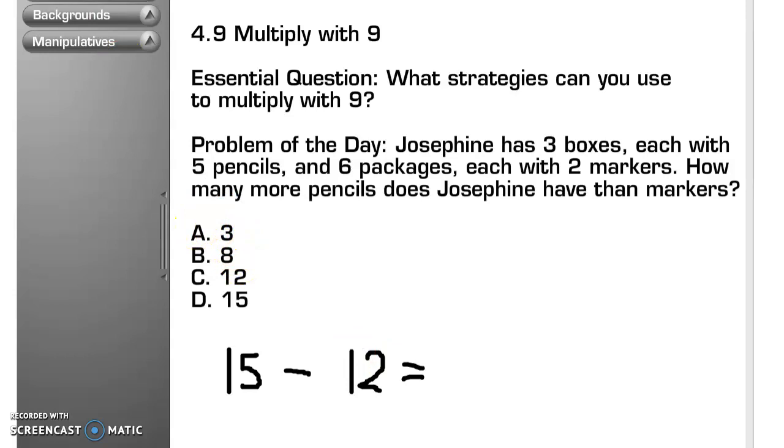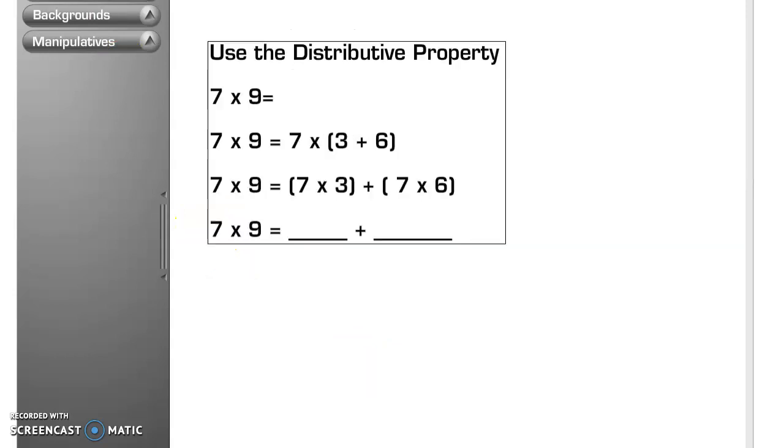So that's letter A. When multiplying by 9, it can be tricky, so we can use the distributive property to make it easier. So here I've shown how we use the distributive property. So 7 times 9, and you might not know this off the top of your head. However, knowing this strategy can be helpful in other areas too.